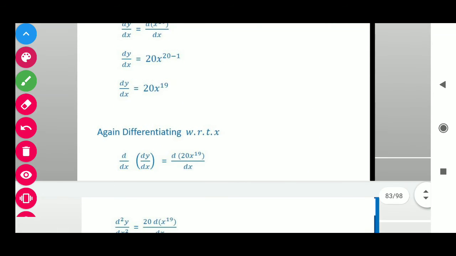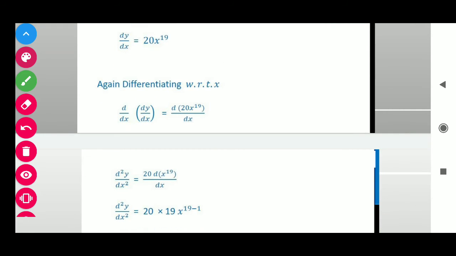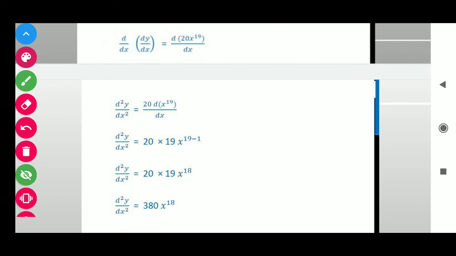Now students, in the question they asked to find the derivative 2 times. So, we will write again differentiate with respect to x. In this way, we get the derivative of dy over dx again with respect to x equals the derivative of 20x raised to power 19. Here 20 is constant and that is already in the multiplication. So, we will do the derivative of x raised to power 19 and that becomes 19x raised to power 18 by the power rule. So, students, in this way, we get the required result, that is d square y over dx squared equals 380x raised to power 18.